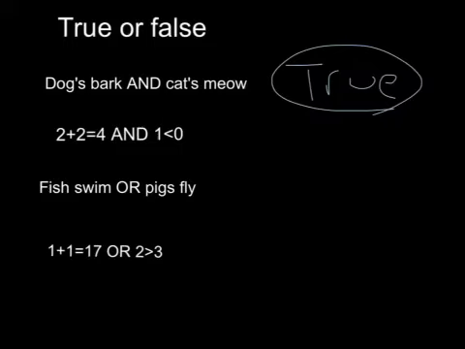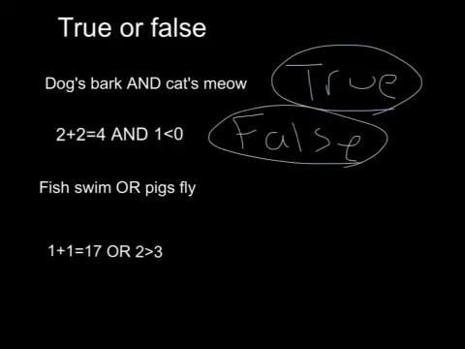Let's look at this next one. 2 plus 2 equals 4 and 1 is less than 0. Again, we have an and, so both pieces must be true. 2 plus 2 equals 4, well, that we know is true. First part is true. Let's look at the second part. 1 is less than 0. Well, 1 is actually more than 0, so we know that this part is false. Since it's an and, both pieces have to be true. But we know that 1 is actually not less than 0, so this statement would be false.